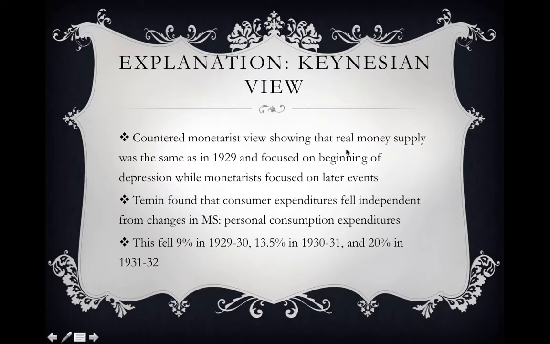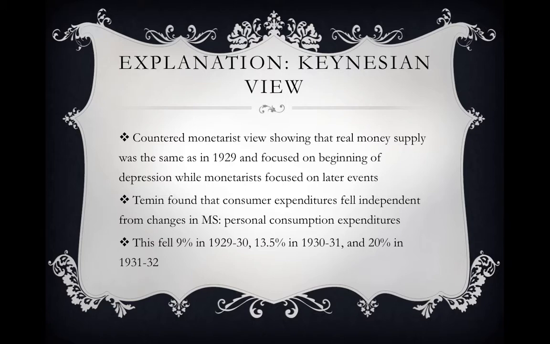The Keynesian view. Keynesians counter, and make sure you realize the difference between these and the criticisms they have of one another. The Keynesians criticized the monetarist view by saying that the real money supply was equal in 1930, 31, 32 as it was in 1929, that the money supply just shrank by an equivalent amount of the economy. So it wasn't a cause; it was an effect. As the economy shrunk, the money supply shrunk along with the economy.